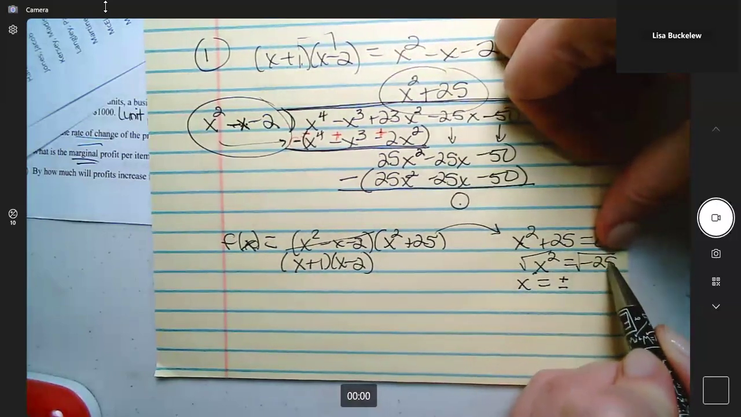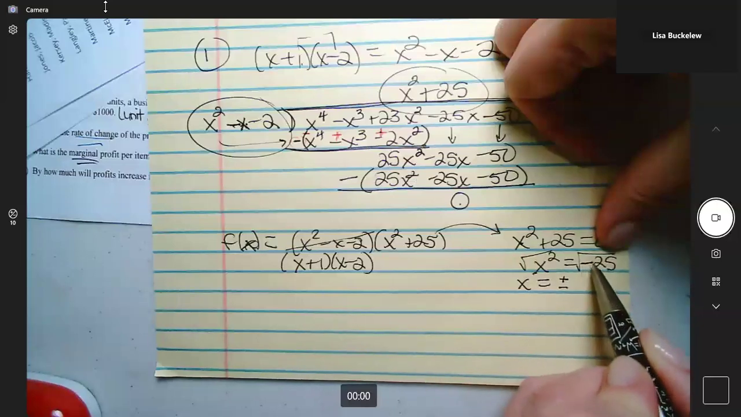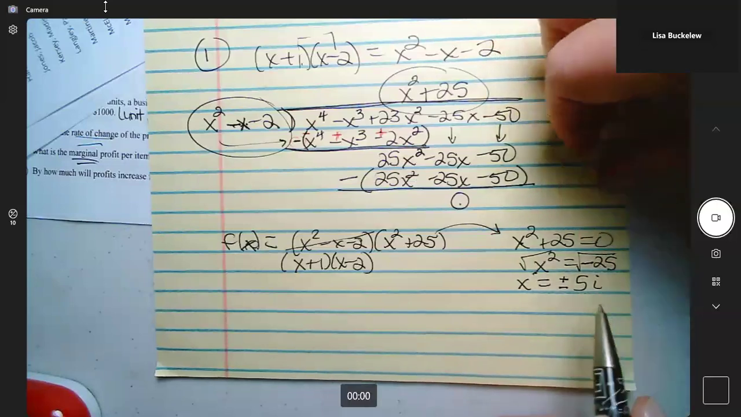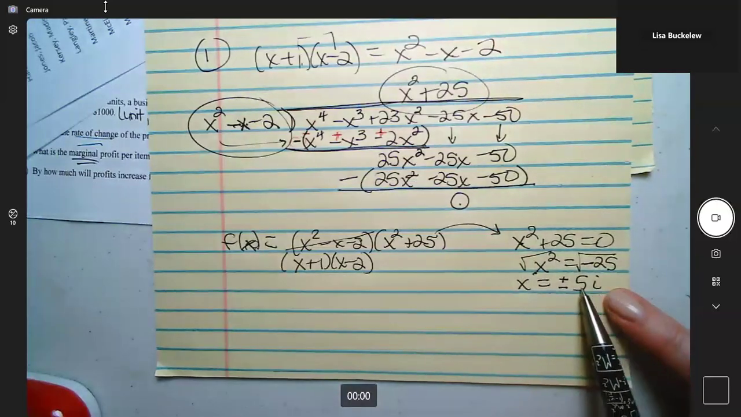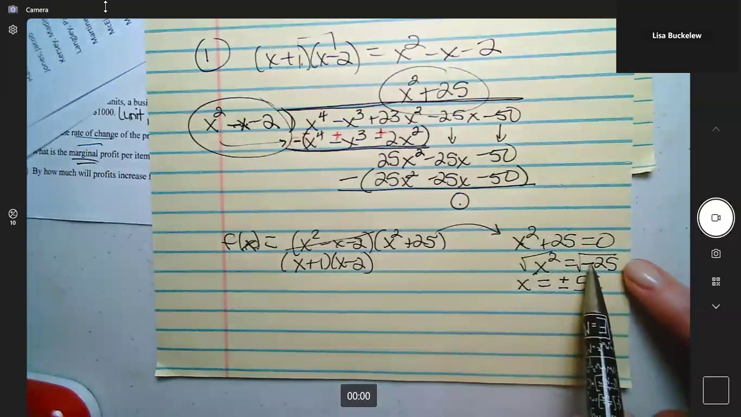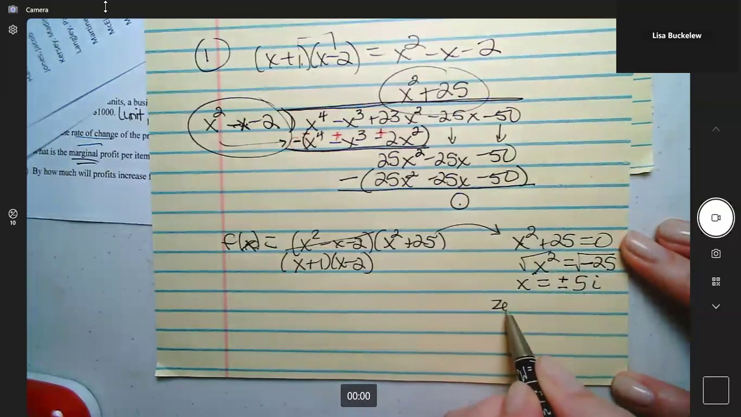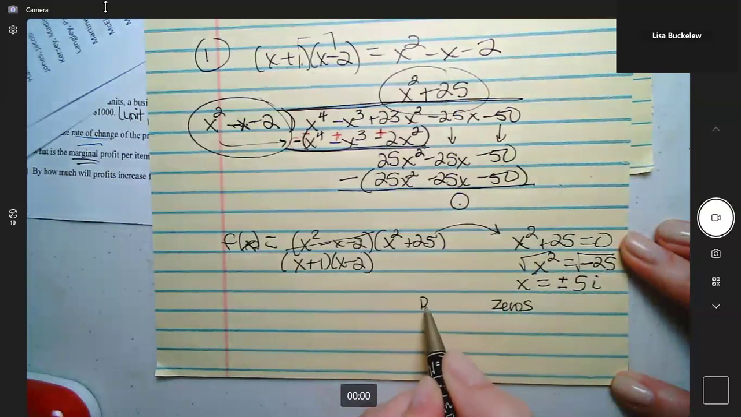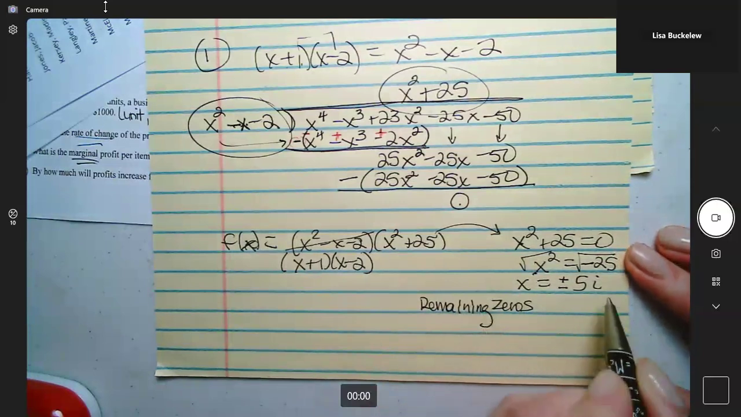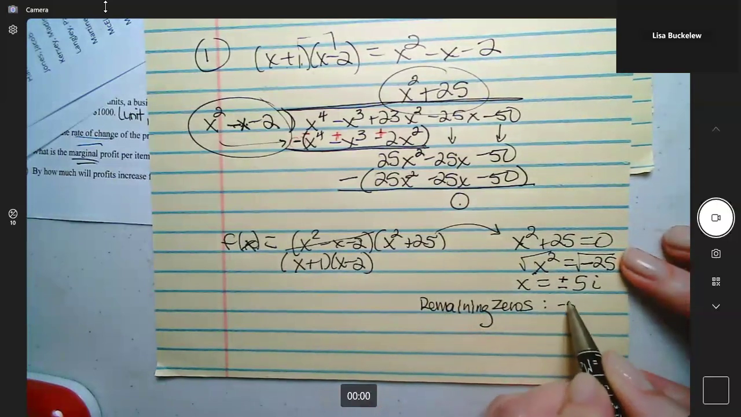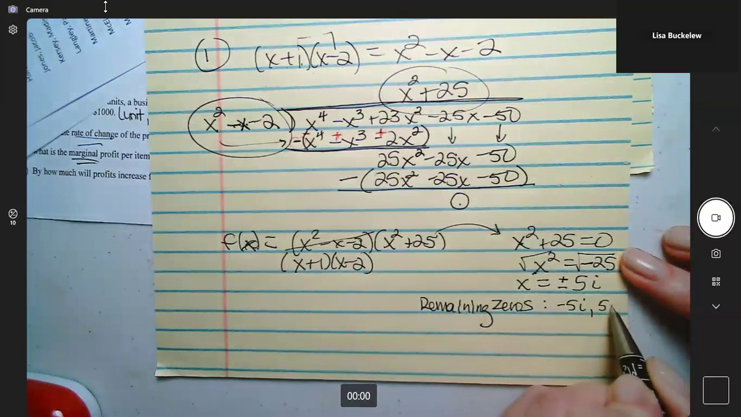The square root of 25, of course, is 5, but because it's negative, that means there's going to be that imaginary i piece to this. So anytime you have a term that has an i in it, that means it came from the square root of a negative number. So these are my remaining two zeros. When I talked about the complex zeros, complex means it could have an i piece in it. So the remaining two zeros are positive and negative 5i.